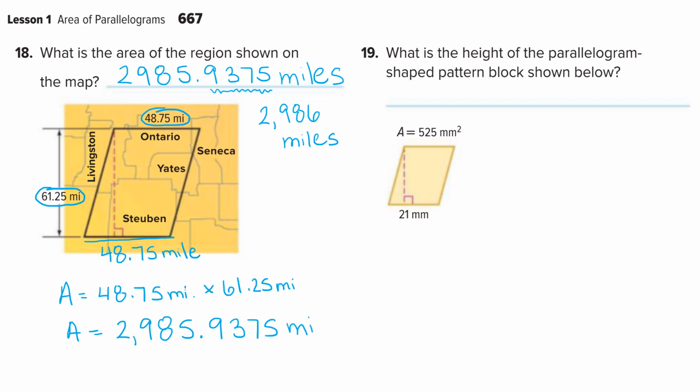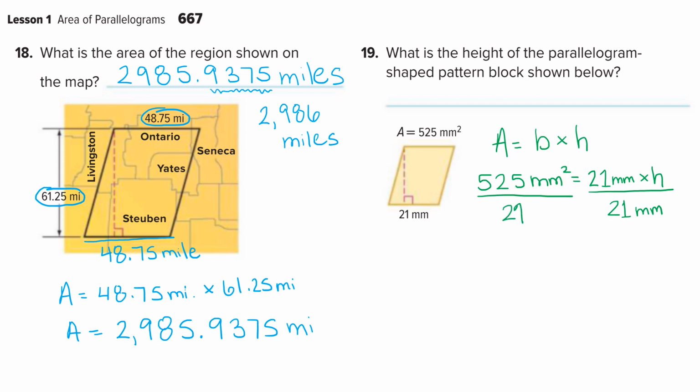All right, moving on. I'm going to change my color just because I feel like it. Number 19, what is the height of the parallelogram shaped pattern block shown below? Area equals base times height. So we have 525 millimeters squared equals 20 millimeters times height. So we're going to divide by 21 millimeters on both sides. That cancels out, and your height is going to equal 525 divided by 21, which equals a height of 25 millimeters.